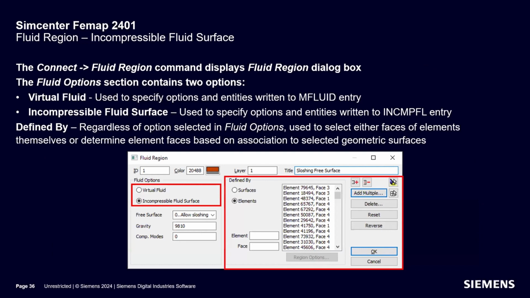Okay, so the connect fluid region command displays this fluid region dialog box. And what we're going to talk about is incompressible fluid surface. Basically, what we had before, we always had support for the virtual fluid, which is used to specify options and entities written to the MFLUID entry. Essentially, that's one where you just tell it which sides of shell elements are wetted, and that type of thing. But new to Simcenter Nastran 2312 was this ability to do incompressible fluid surfaces.